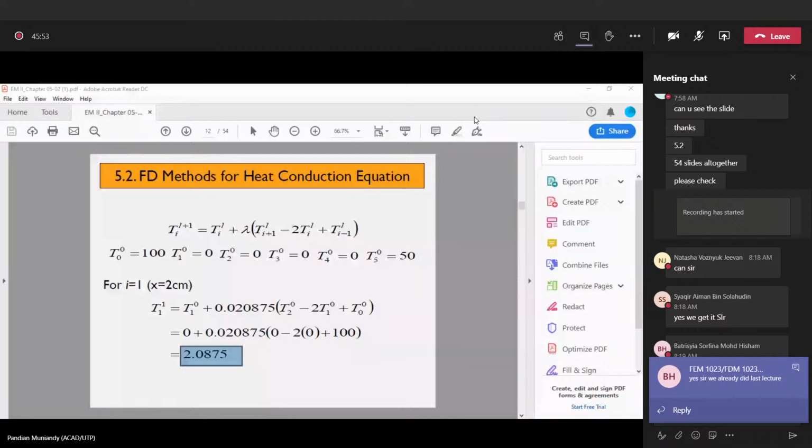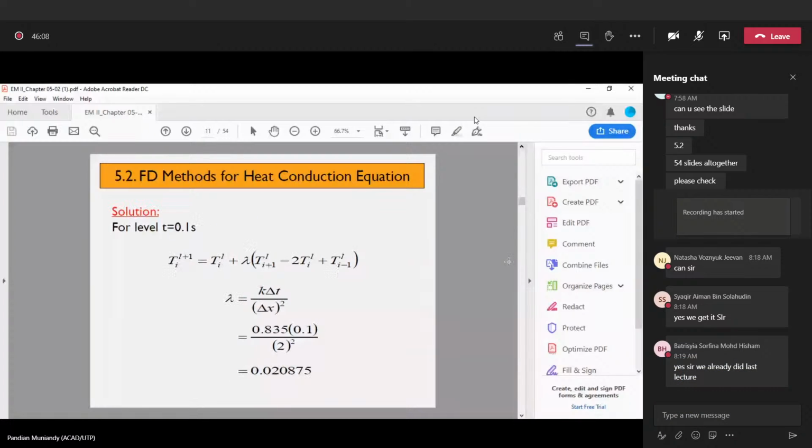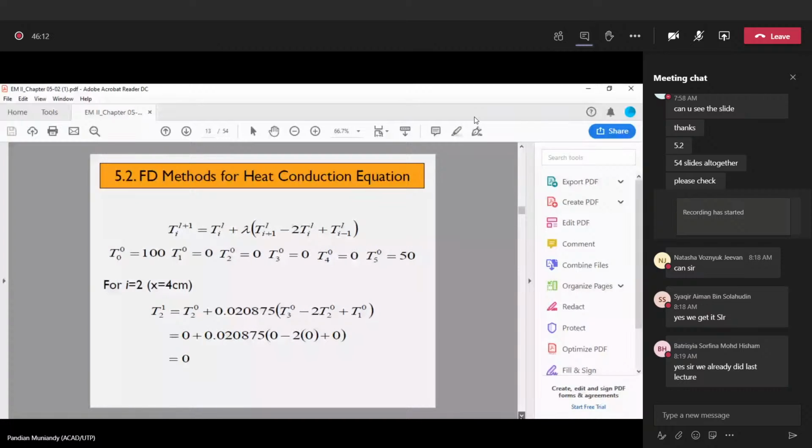So for I1 at x 2 cm, T superscript 1 subscript 1 is 2.0875. Now, this is at t 0.1, yeah? At time 0.1. So at I2, x is 4 cm, but the initial condition and boundary condition are the same. You cannot change the initial condition and boundary condition unless they are not given. Since this is given, you make use of these values.